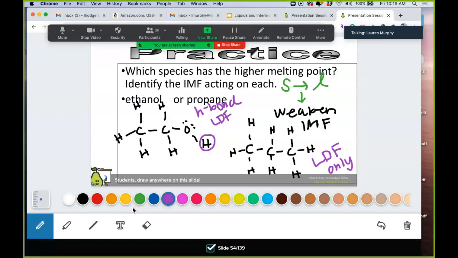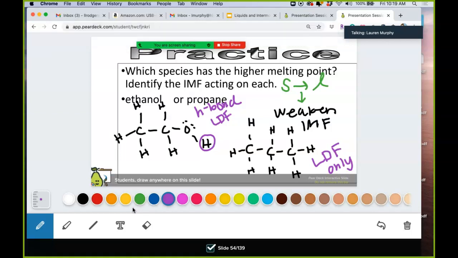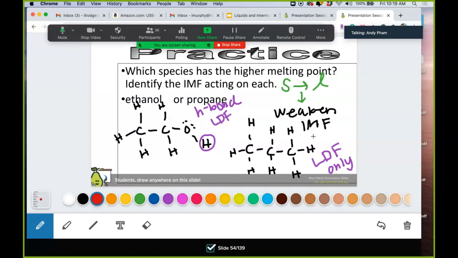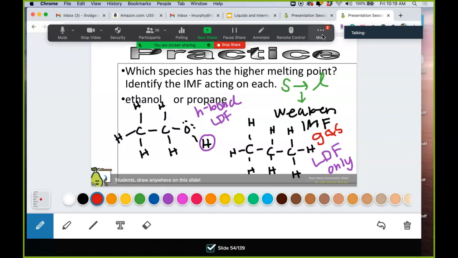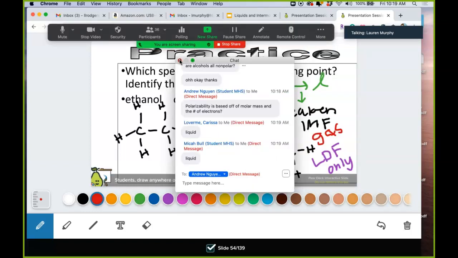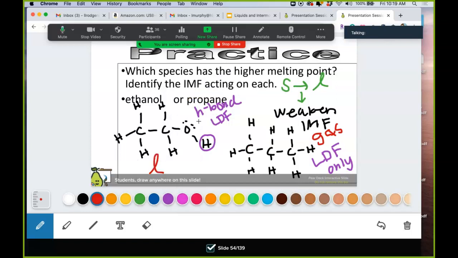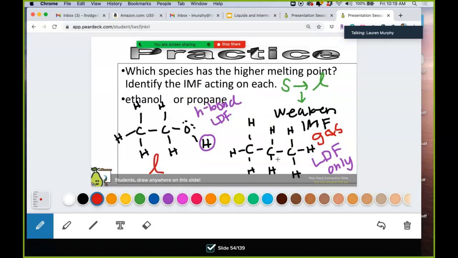So I drew them for you. And I also thought it would be good to note, this is propane. What state of matter do we know propane to be? Propane tanks, what are they? Gas. Thanks, Andy. Now, this is ethanol. Ethanol is drinking alcohol. What state of matter do we know drinking alcohol to be? Liquid. Great.